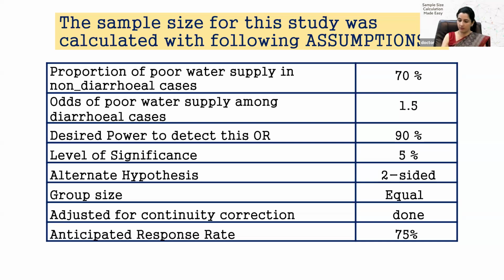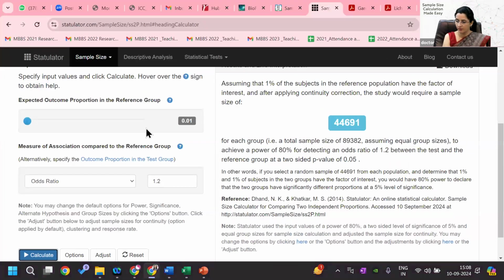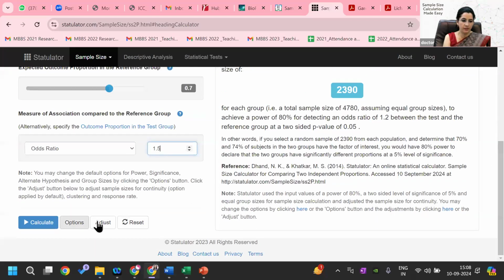I'm also doing side by side. Let me write the values. So 70%, 90%, two-sided, and 75%. So I'll go to Statulator. So expected proportion is 70%. So I'll make it as 0.70. And then here I have to take the odds ratio. Odds ratio was 1.5. And I have to do the adjustment because I have to calculate it. So if you press calculate, it is 523.